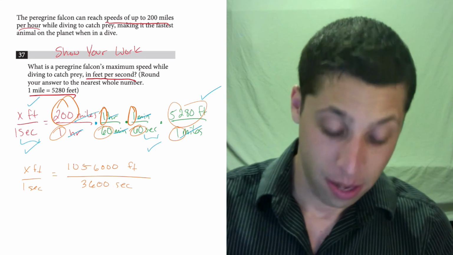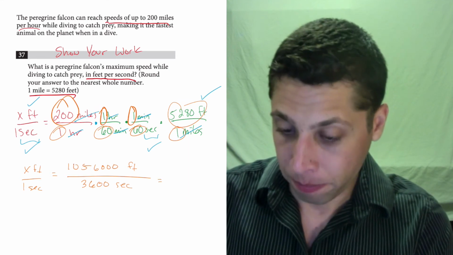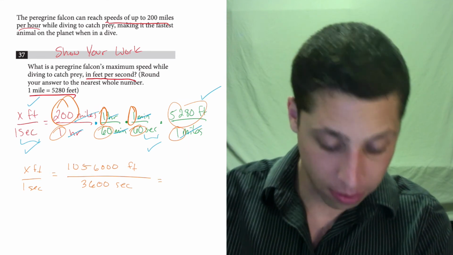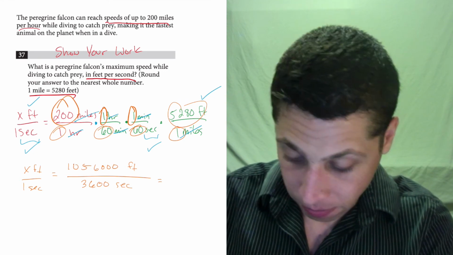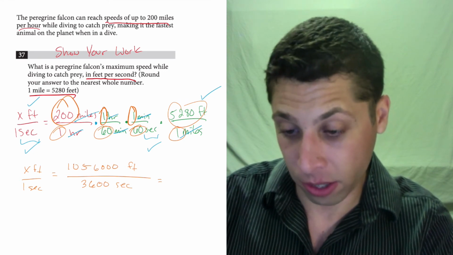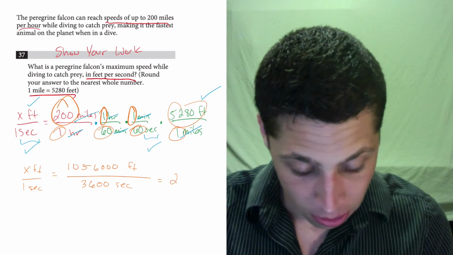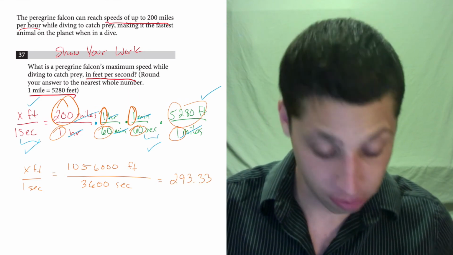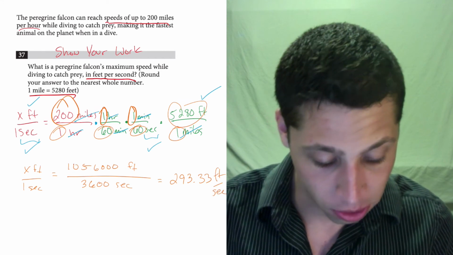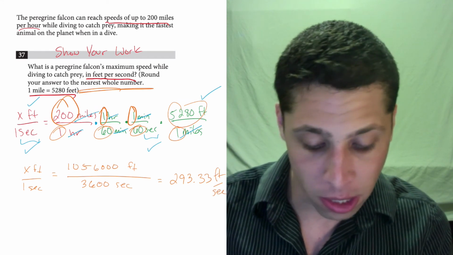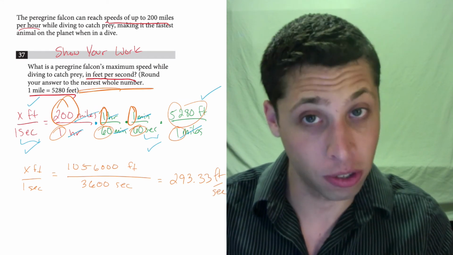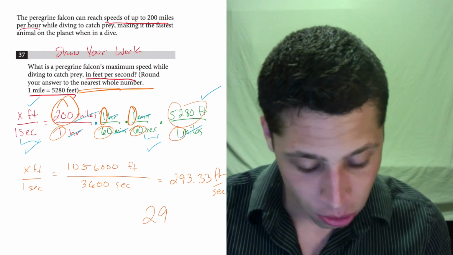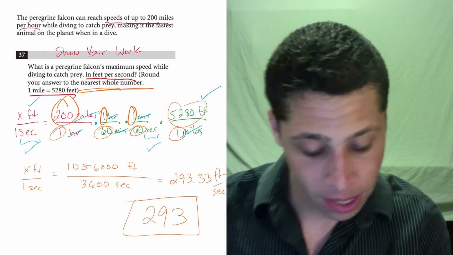Okay, and now simplify. So 1,056,000 divided by 3,600 is 293.33 feet per second. So that's our answer, but notice they want the nearest whole number, so don't just write that. 293 is our answer.